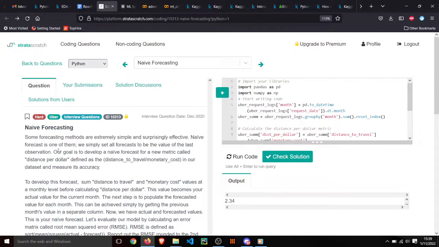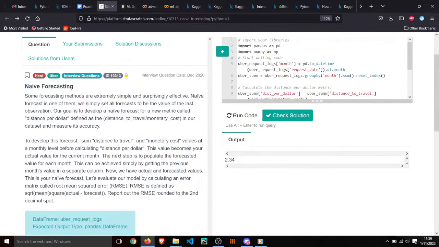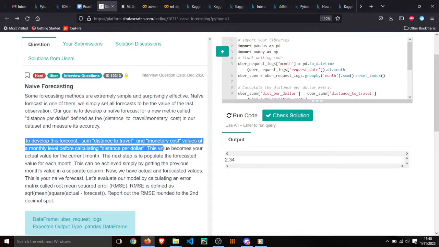So basically, it's a pretty long question, but all it boils down to is that our goal is to develop a naive forecast for a new metric called distance per dollar, which is calculated as distance to travel, this is a column in this data set, divided by the monetary cost, and this is also a column in our data set. Okay, and then measure its accuracy. So they've also defined what they mean by accuracy.